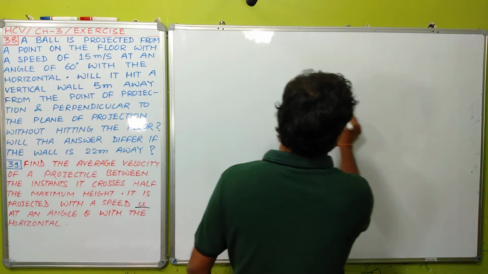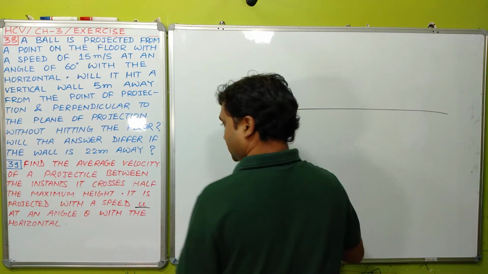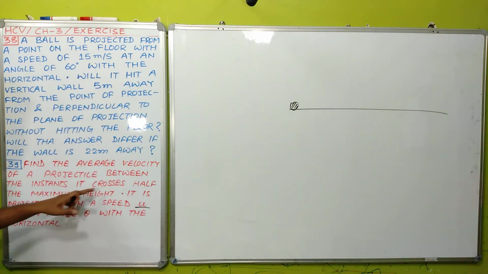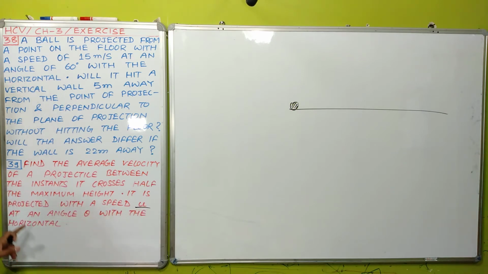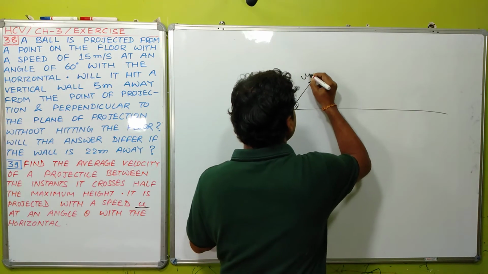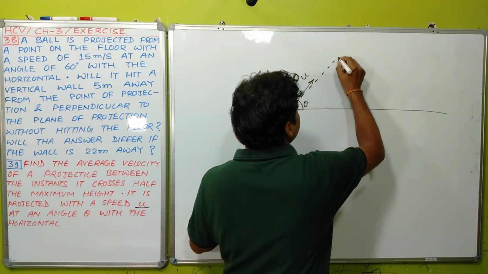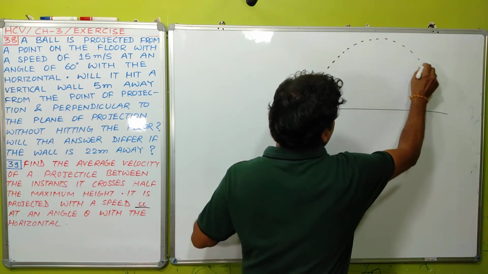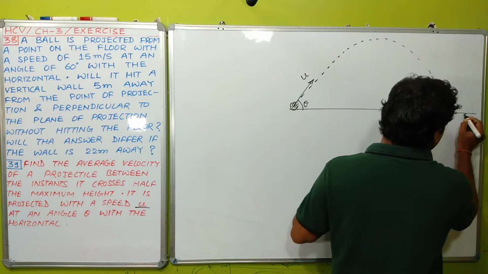Suppose a ball is projected like this. It is projected with a speed u, at an angle theta with the horizontal, and obviously its path will be like this. Case of a projectile motion, you can understand now.